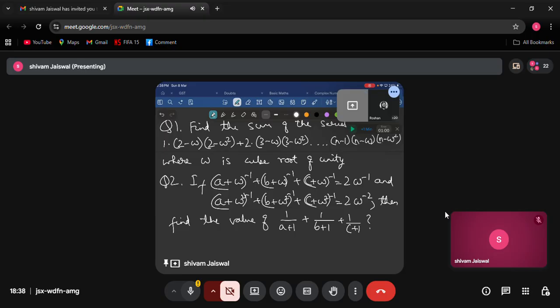Question number 3. If the area of triangle formed by z, omega z and z plus omega z is 16 root 3, find mod z.